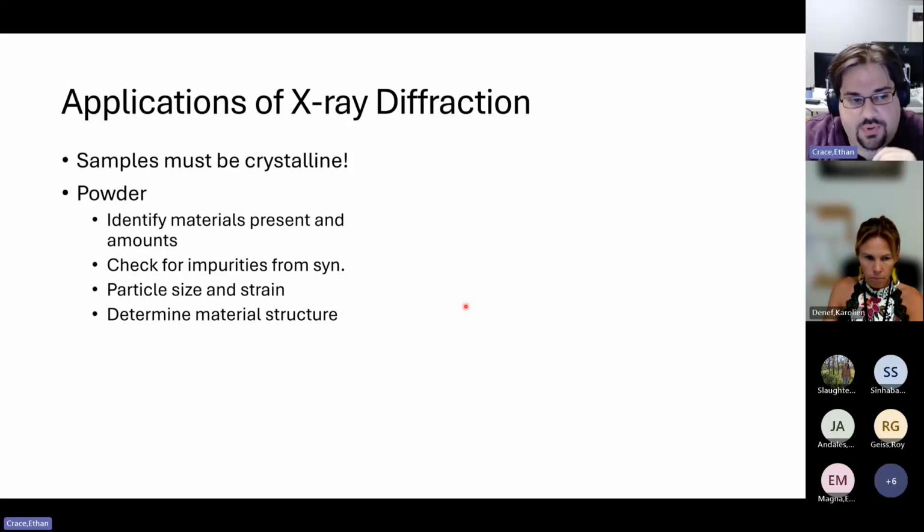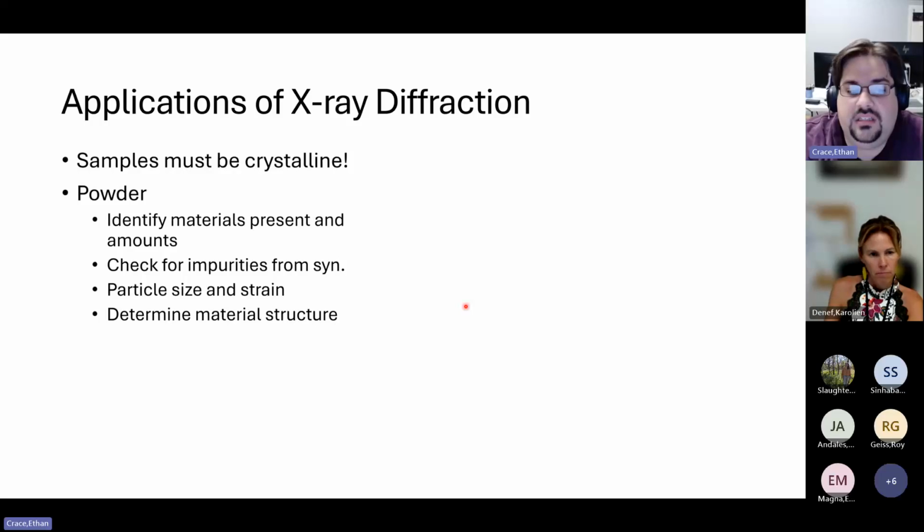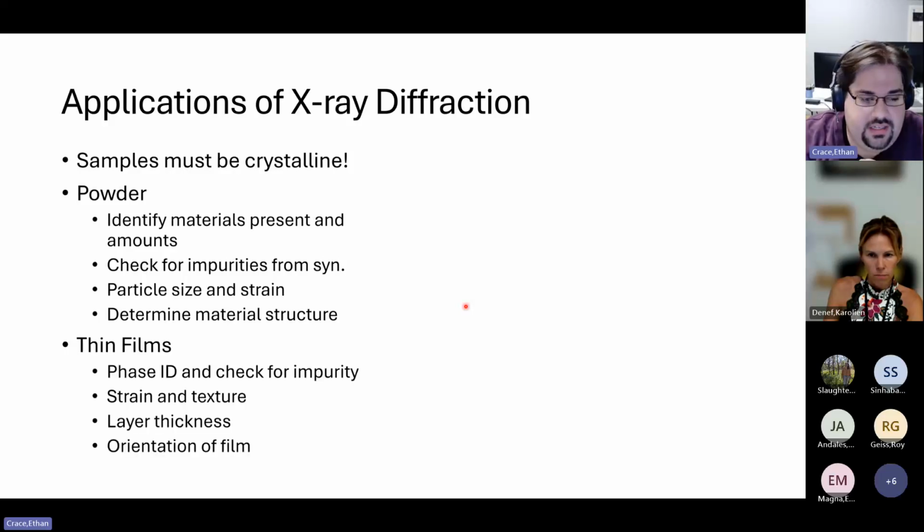And so thinking of powder samples, you can identify compounds that are present in a sample, and you can quantify the amount. If you're synthesizing a new material, you can check for any impurities that are left over from your synthesis. You can examine the size of the particles that are present in your sample and calculate strain in those particles. And also, if you have a very good sample and very good data, you can determine a structure directly from powder. You usually need high resolution data to do that.